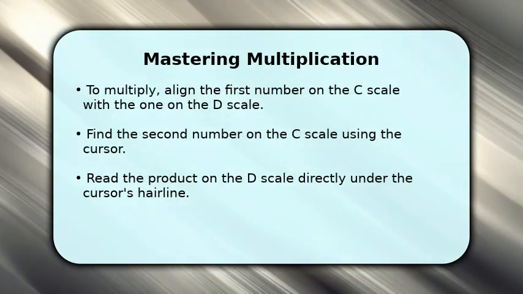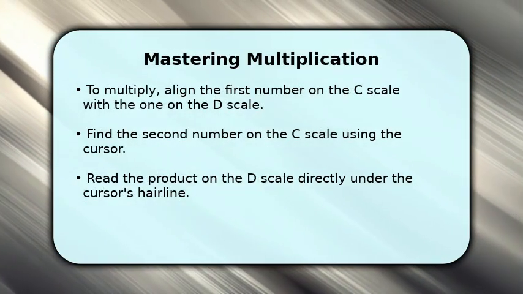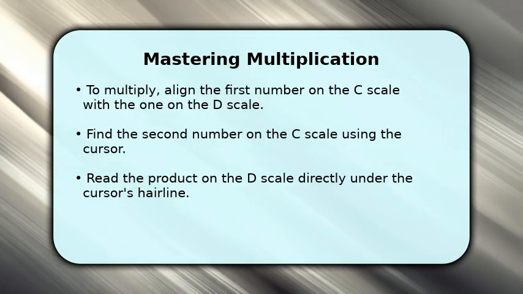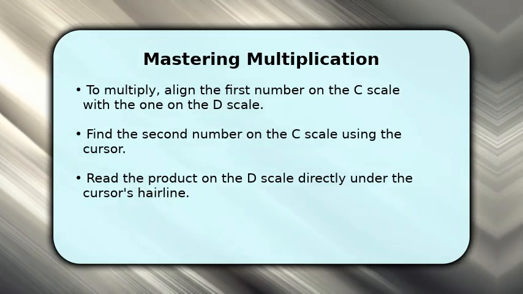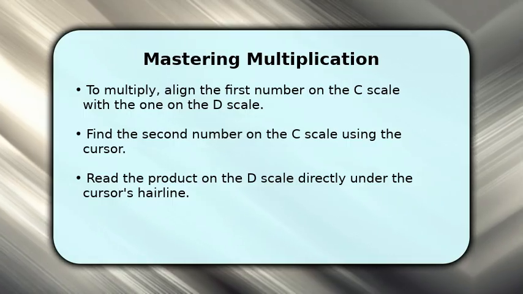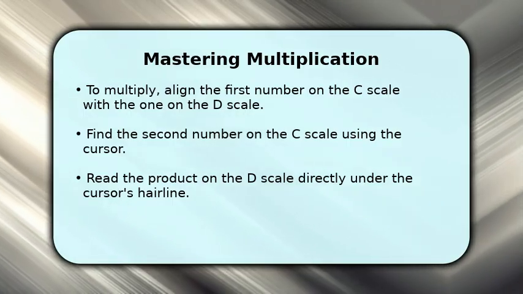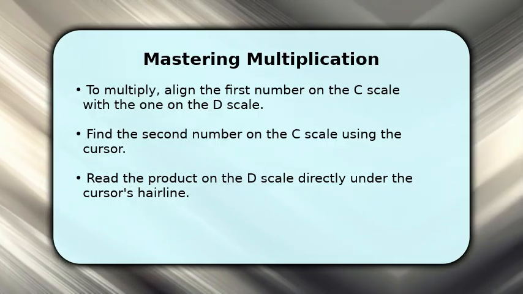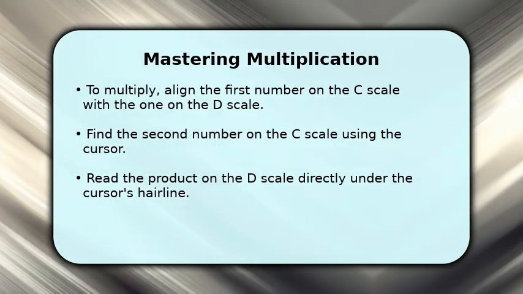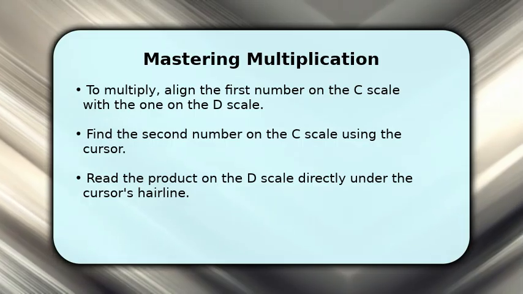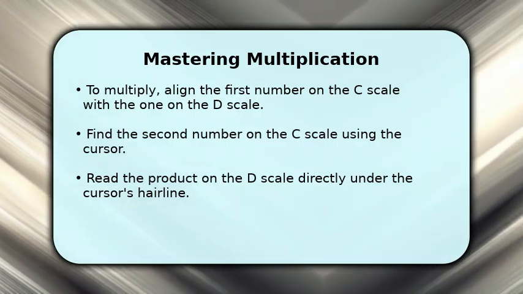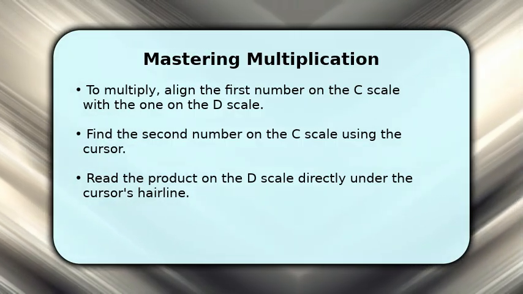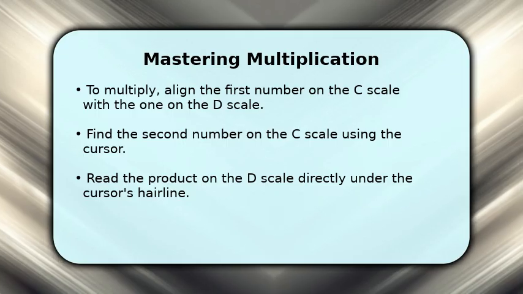Let's tackle multiplication. First, locate your first number on the C scale and align it with the 1 on the D scale. Next, find your second number on the C scale. Now, simply read the product on the D scale directly beneath the second number you just found. For instance, to multiply 2 by 3, align the 2 on the C scale with the 1 on the D scale, then find 3 on the C scale to see 6 on the D scale.